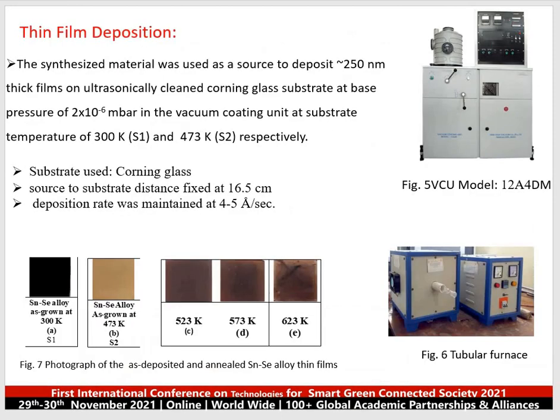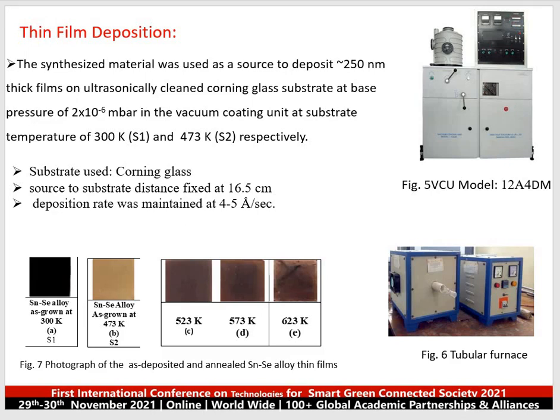For thin film deposition, the powder so obtained was used as a source material to prepare 250 nanometer SnSe alloy 2D layers on ultrasonically cleaned Corning glass substrate at base pressure of 2×10^-6 mbar in the vacuum coating unit, VCU, at 300 Kelvin, which forms S1 sample, and at 473 Kelvin, which forms S2 sample respectively.